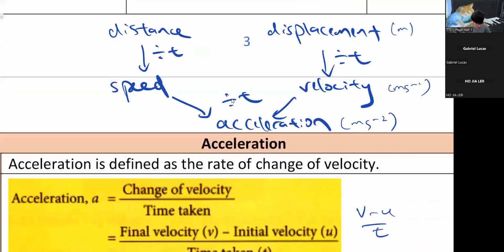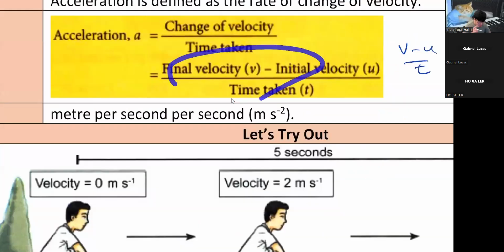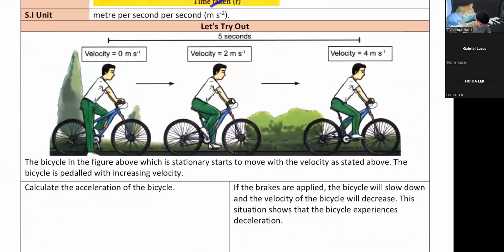All right, it's not just like this. Just now, when we take displacement, we don't minus because there's no need to. We just take displacement and divide by time. But our velocity is slightly more complicated because we need to take the final minus the initial. There's one more step here. So let's try it out.